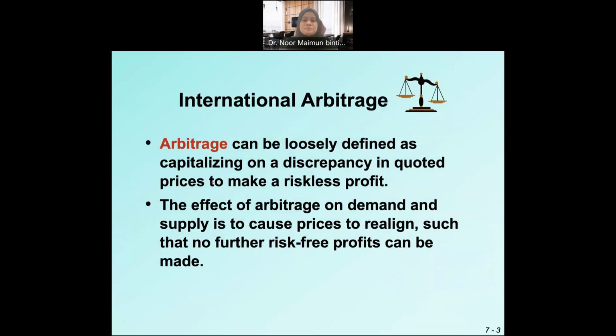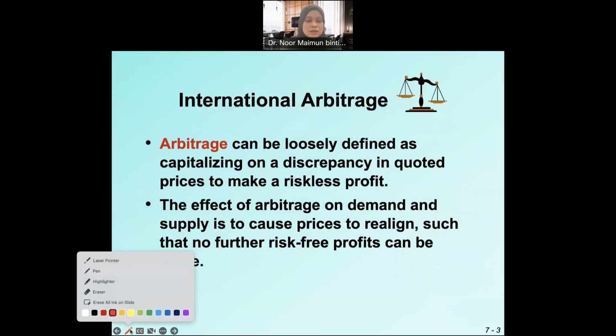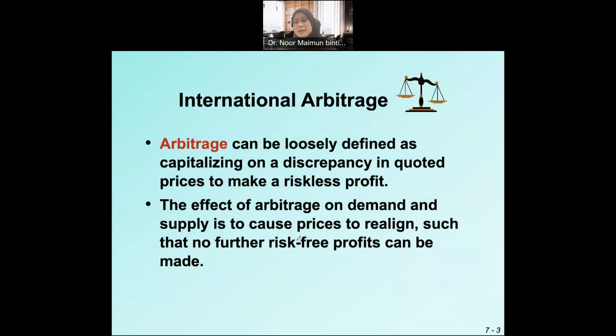So, what is arbitrage? For those who have come across this or been involved in arbitrage, you might already understand it, but this is just some revision to guide you. And for those who haven't dealt with arbitrage, don't worry, we will learn together. So, what is arbitrage?